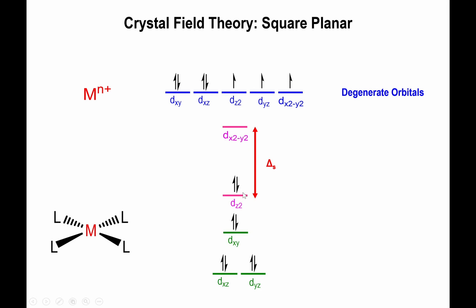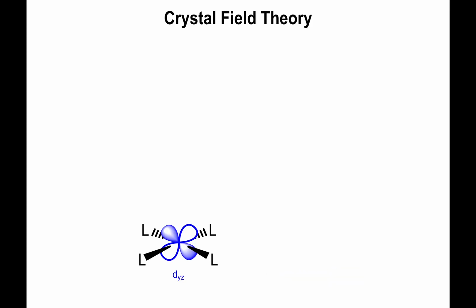And this is actually the biggest increase in energy. And the separation between the last orbital that contains electrons and the very last one that doesn't have any electrons is what we call the delta square planar splitting diagram, which happens to be roughly the same as the octahedral one. Alright, now to explain this peculiar shape of the d orbitals, you have to consider the square planar shape in relation to the d orbitals.